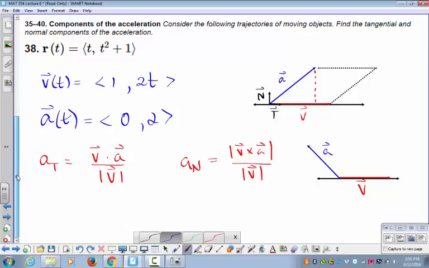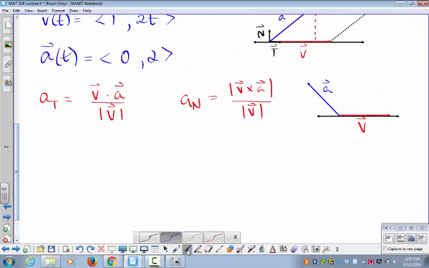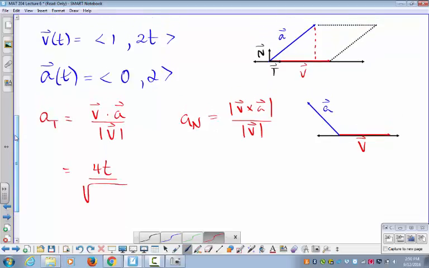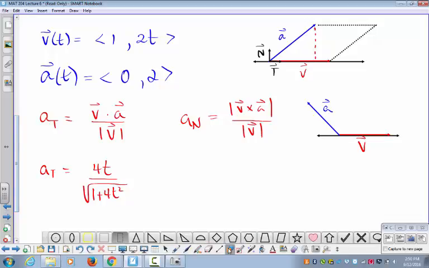All right, let's compute. So V cross A, V dot A. When we dot these together, we get 4t. And the length of V is the square root of 1 plus 4t squared. That will be our tangential component. It's a function of t. Depends where you are on the curve.